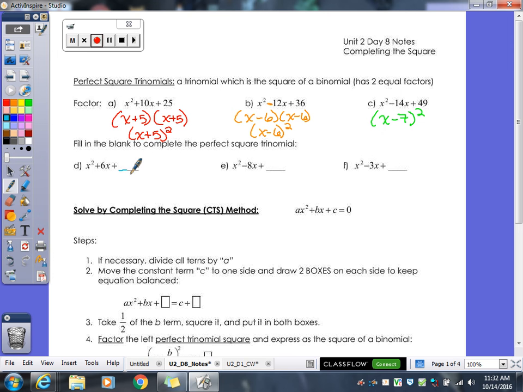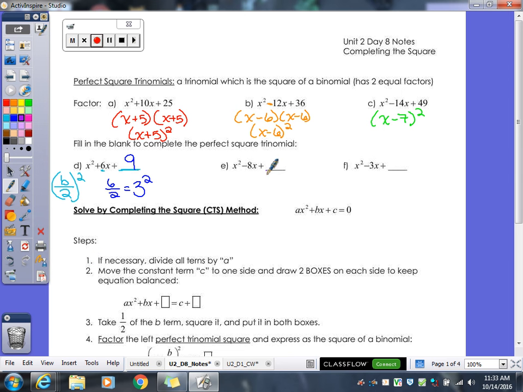So who remembers? How do we fill in the blank? Maria? What do we divide by 2? Yes, your B value. So you take your B value, divide it by 2, and then you square it. That's how we get what goes on the line in there. So for D here, 6 divided by 2 gives us what? And then 3 squared, 9. So 9 goes on our line. By doing that action, you're now creating the perfect square trinomial.